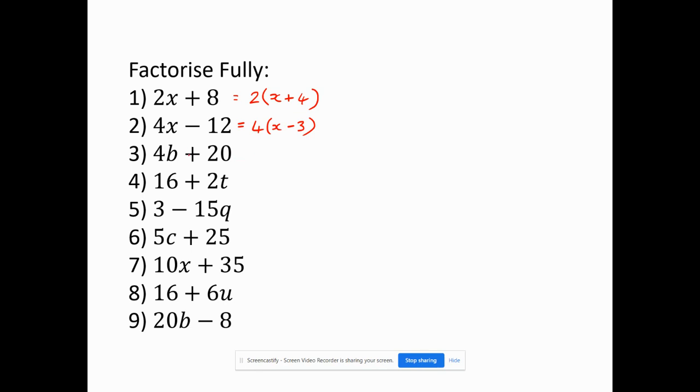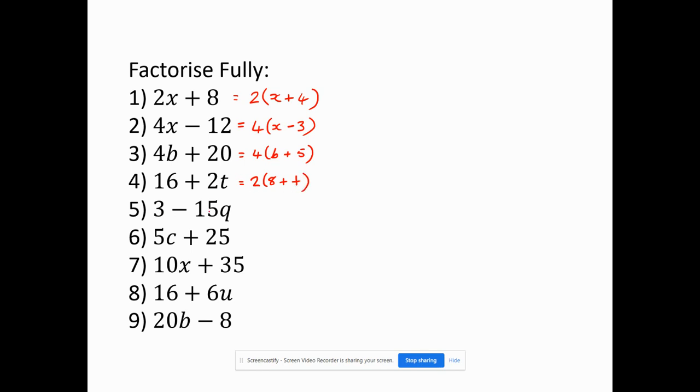So continuing on here, we've got 4b and 20. The highest common factor of the 4 and the 20, or the largest times table they both fall in, is the 4 times table. And so we're going to need b there. 4 times b is 4b, and we would need 5. 4 times 5 is 20. Now we've got 16 and 2t. The highest common factor of that will be 2. And so then 2 times 8 would give us 16, and 2 times t will give us the 2t part.